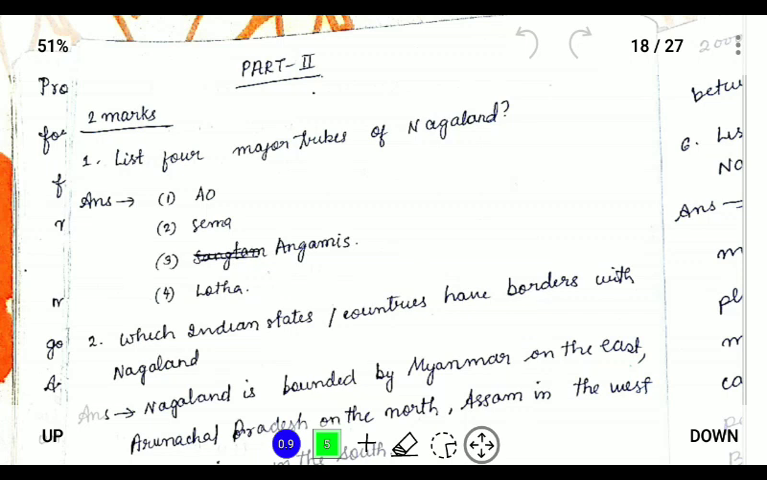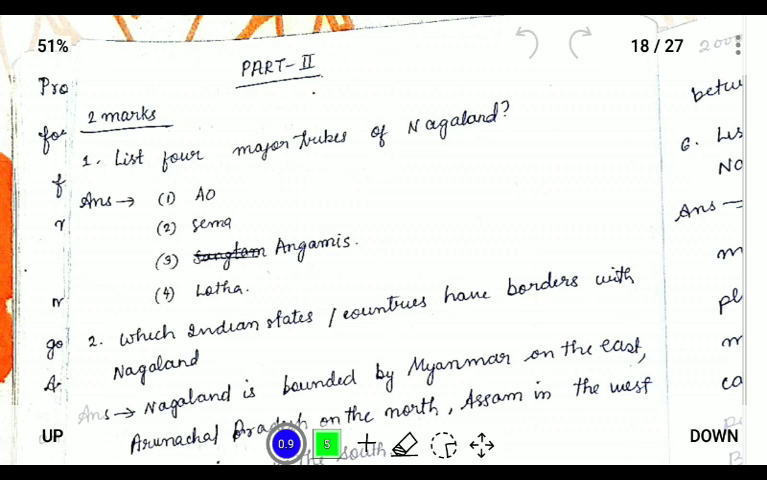So hello guys, today I'll be explaining part 2 of NPSC 2019 mains Nagaland portion for 76 marks. I'll be continuing from the 2, 5, 10 and 20 marks questions. So let's get the video started.